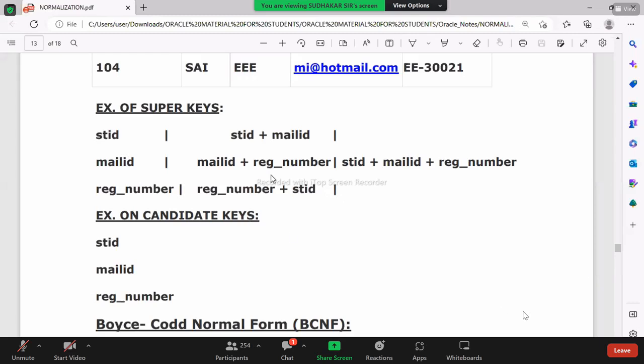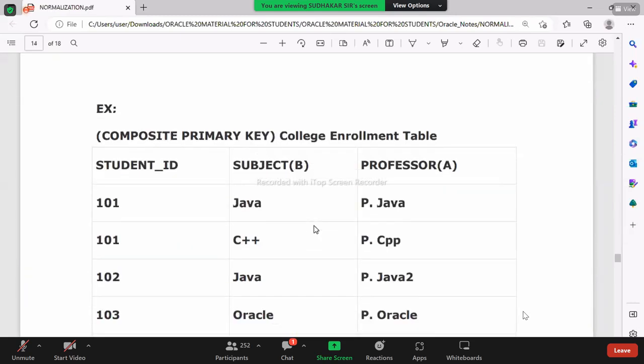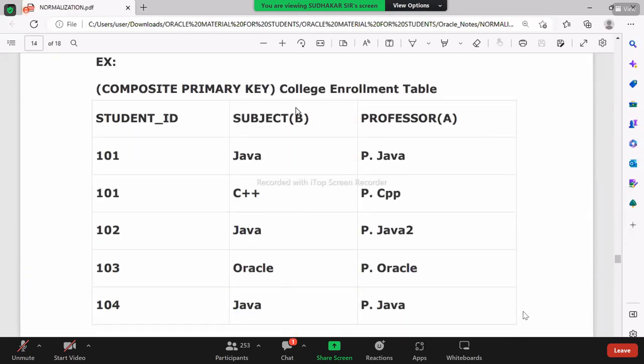Based on this definition, come back. What Boyce-Codd normal form is telling us is that it should be third normal form, with no transitive dependencies. The next rule is: if A depends on B, then A should be a super key. Let me show an example. So here is one example, carefully observe.